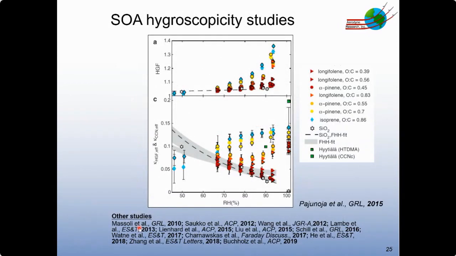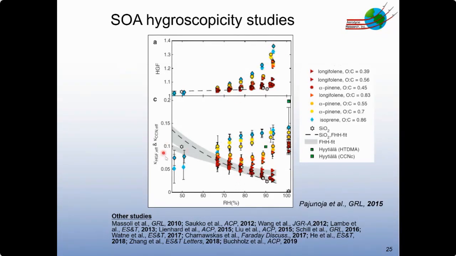And then here is an example of using an OFR to generate SOA with a range of composition to look at the hygroscopic properties. This study by Pajunoja et al. generated biogenic SOA from OH oxidation of isoprene, alpha-pinene, and longifolene, which have a range of different molecular weights and oxygen to carbon ratios, and saw that in general, the more oxidized, lower molecular weight SOA had the highest hygroscopic growth factors, approaching 1.4 at the highest humidity that were studied.